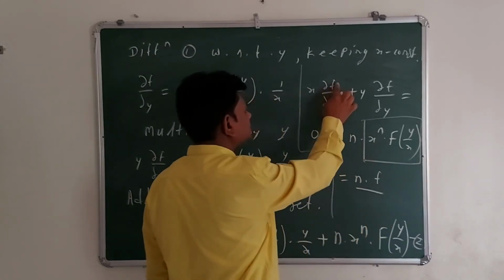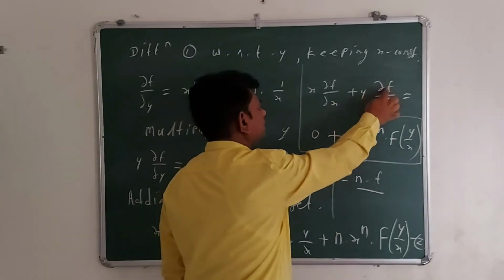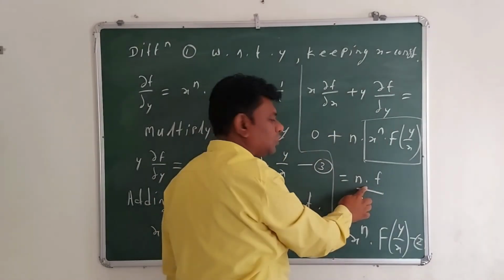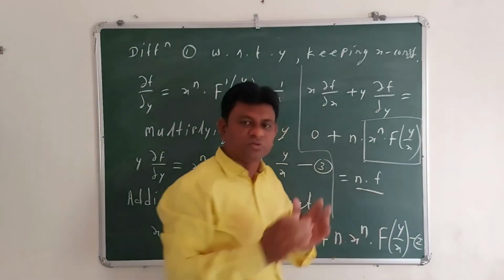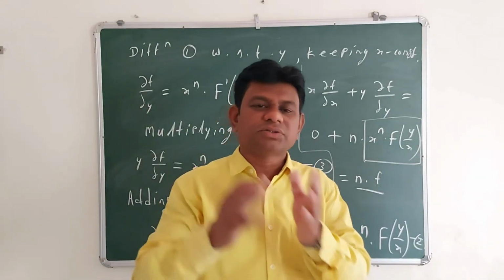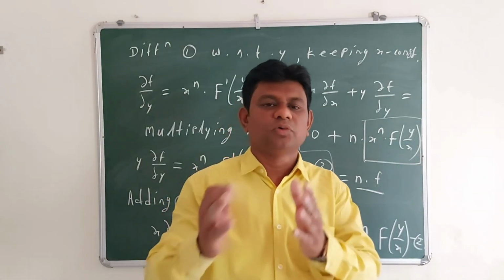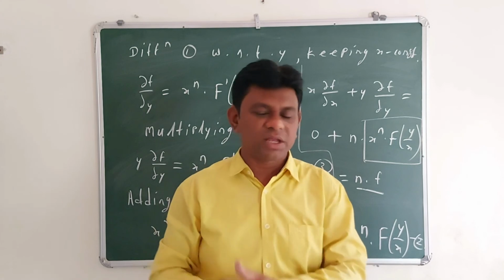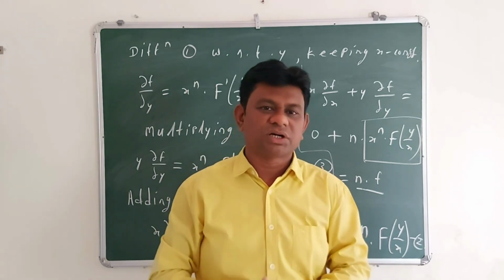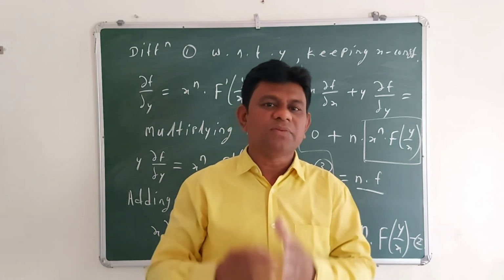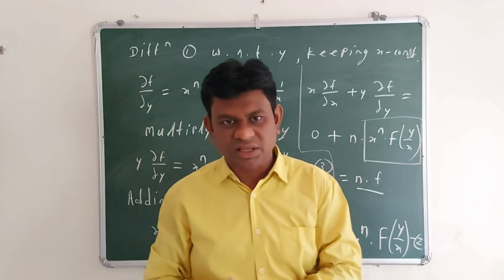So therefore x times del f by del x plus y times del f by del y is equal to n times f. Hence proved. Hope all of you have understood this Euler's theorem on homogeneous functions of two variables. In the upcoming lecture, we will solve some problems based on Euler's theorem.